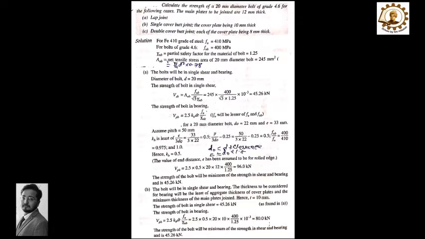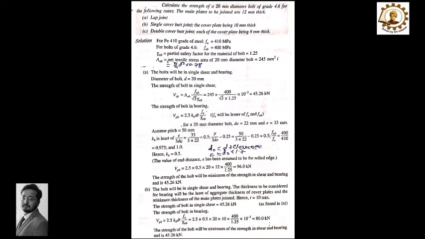The value of t, thickness, as per the question, is 12 mm. Look, the main plates to be joined are 12 mm thick. So BDPB, the design bearing strength, is 2.5 into kb 0.5 into d 20 into t 12 into fu by gamma mb. So fu here is 400, which is less, by 1.25, that equals 96 kilonewton.